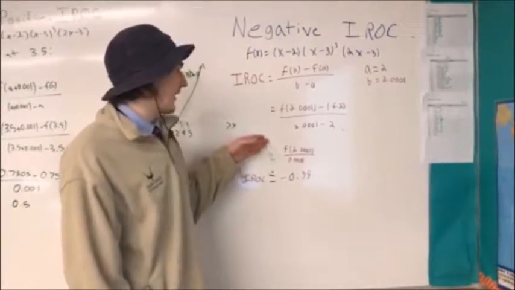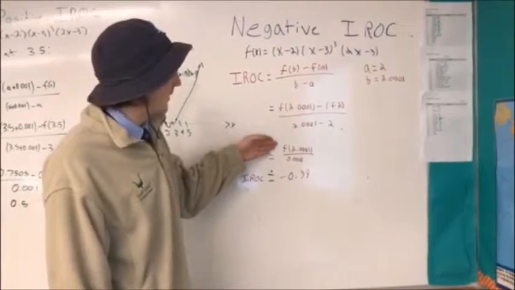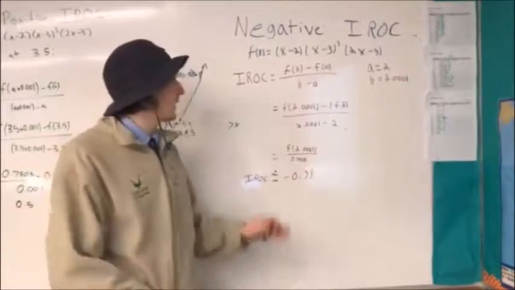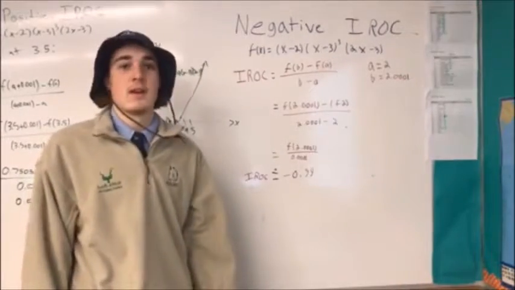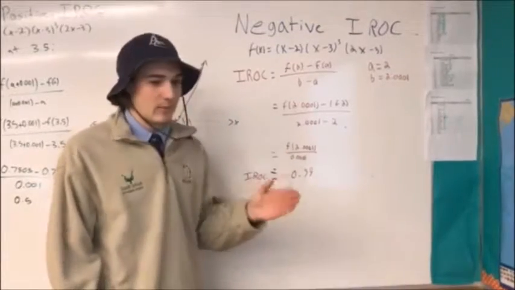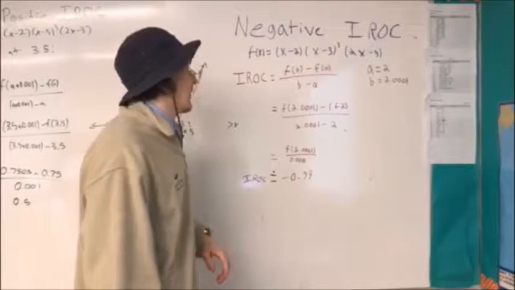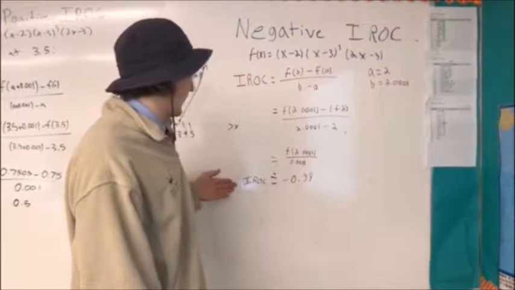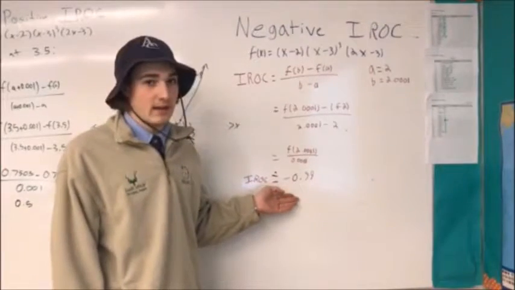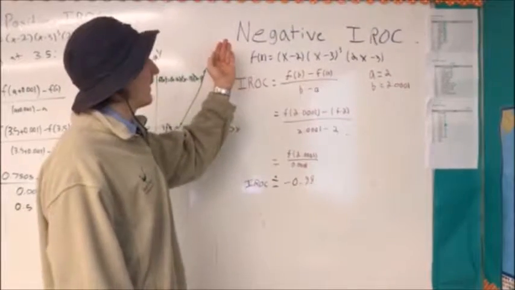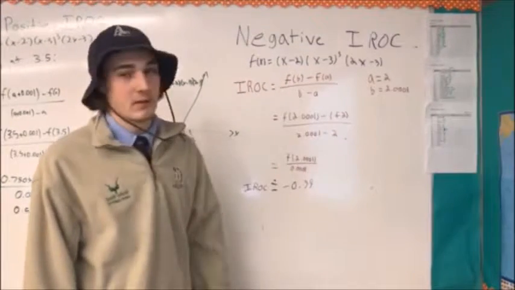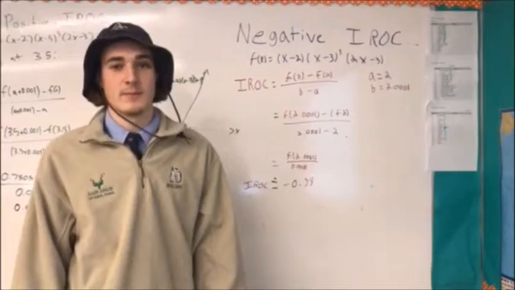We decided to keep it as f of 2.0001 because the actual number, when solved and plugged into this equation, was pretty gross. So we decided to keep it simpler, and when calculating, if you keep it in this form in your calculator, you get a more direct answer. Our final answer for the instantaneous rate of change was approximately negative 0.99, proving that the instantaneous rate of change between the points 2 and 2.0001 is negative.